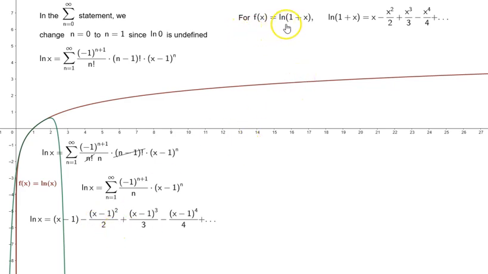Now for f of x equal to natural log of 1 plus x, if we add 1 to x, we end up with natural log of 1 plus x is equal to 1 plus x minus 1. So 1 will disappear. We are left with x. Similarly, in every place we will make sure that the minus 1 gets cancelled out. So we'll end up with x minus x square by 2 plus x cube by 3 minus x to the power 4 by 4 and so on. So this is the Taylor series for natural log of 1 plus x.